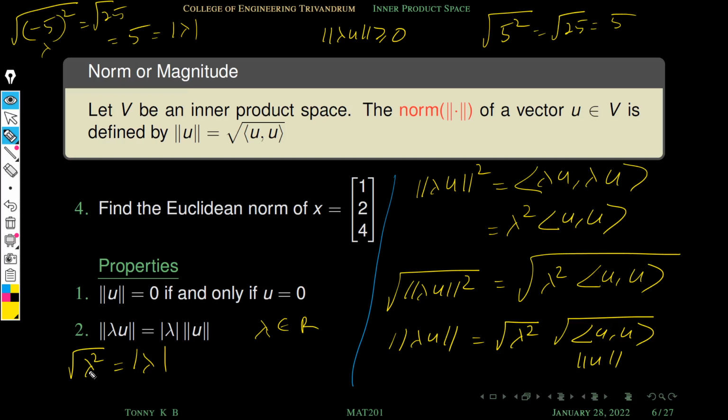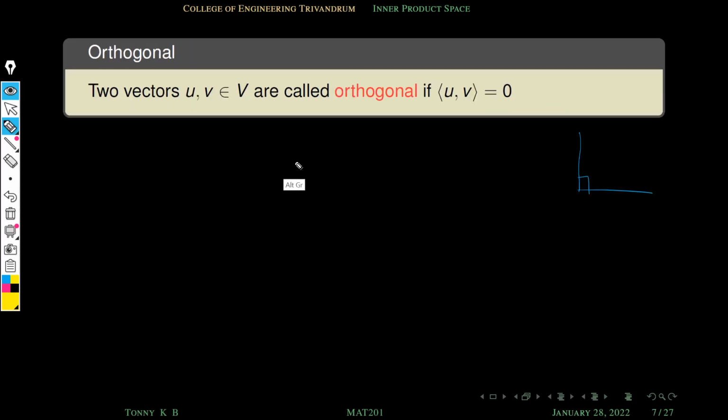Okay. So we know that this positive square root is always positive. So in general, the positive square root of something square is equal to mod lambda. But in this case, the inside numerical quantity is positive, not negative. That's why mod lambda becomes the same function. Okay, so this is equal to mod lambda. So norm of lambda u is equal to mod lambda into norm u.